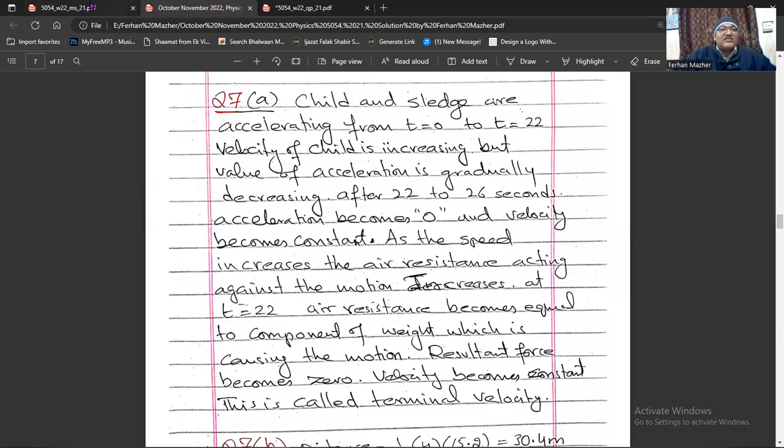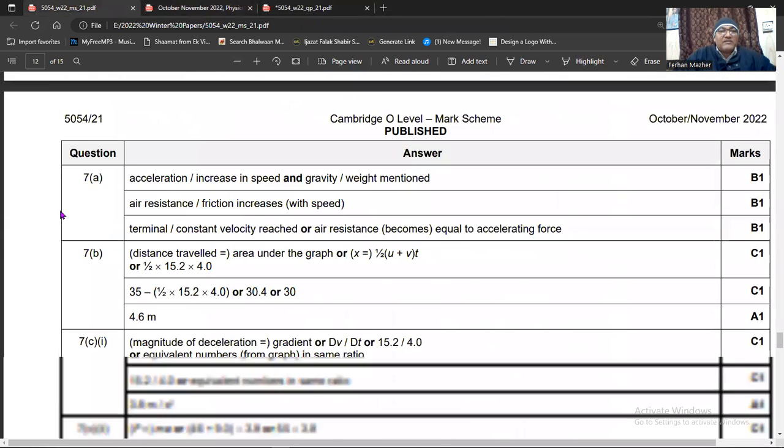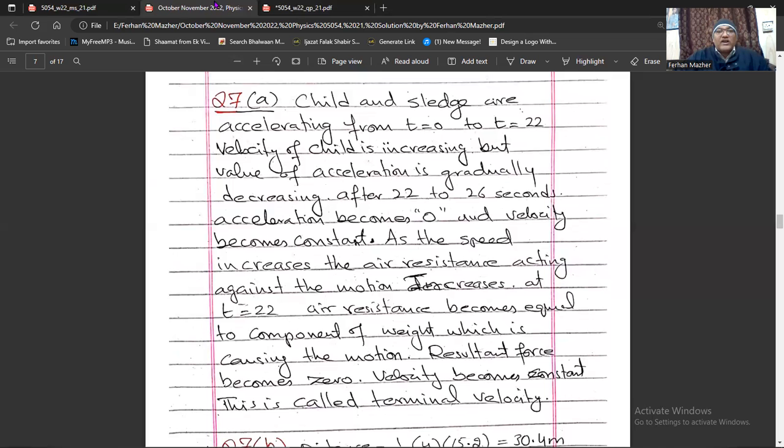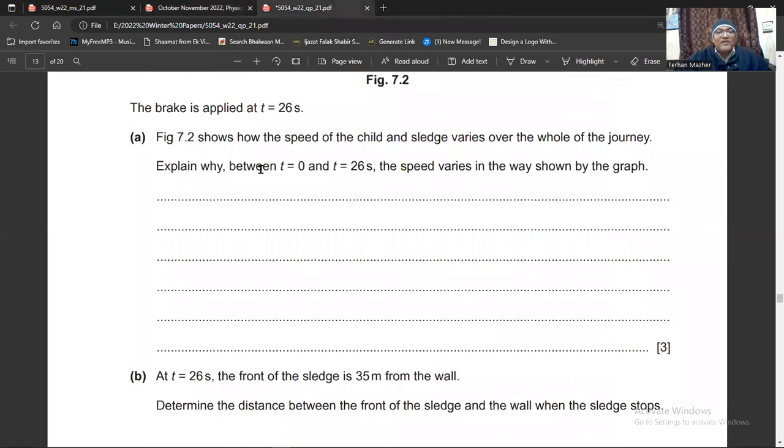This is my answer. So let's have a look at the marking scheme. The marking scheme says acceleration increases in speed and gravity weight mentioned. Air resistance friction increases with the speed, and the terminal or constant velocity is reached when air resistance becomes equal to the accelerating force. So I hope this answer is right. You can write a better answer, I hope.